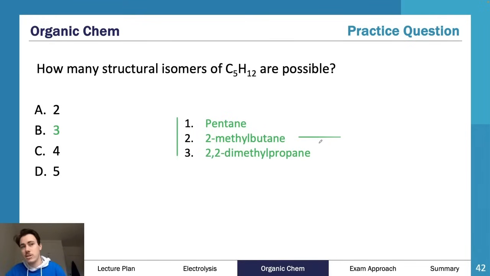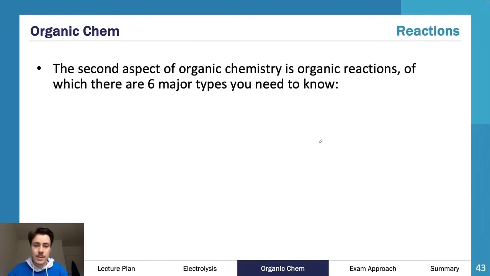Therefore, this isn't going to change. So really important. All right. Now we're going to talk about reactions. So this is the second aspect of the first area study of organic chemistry.